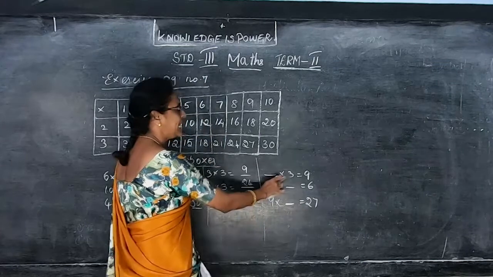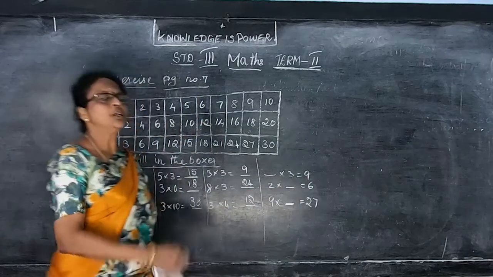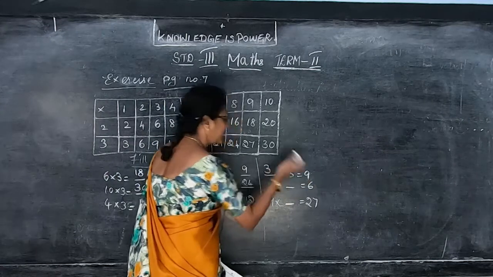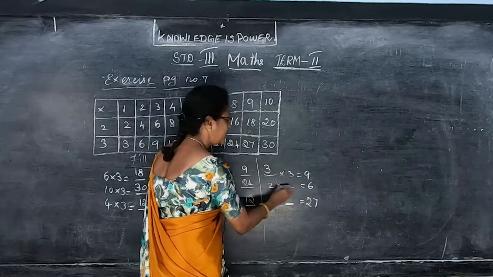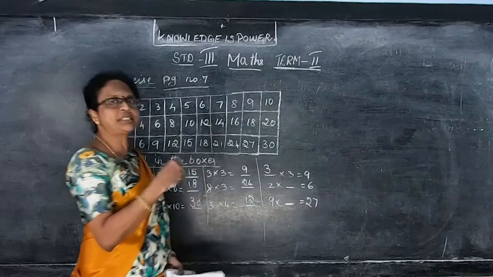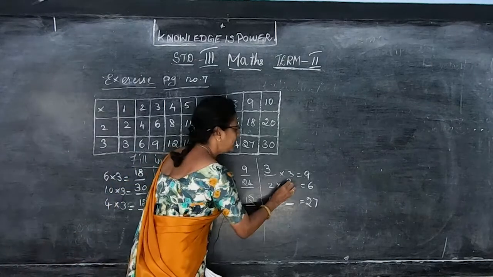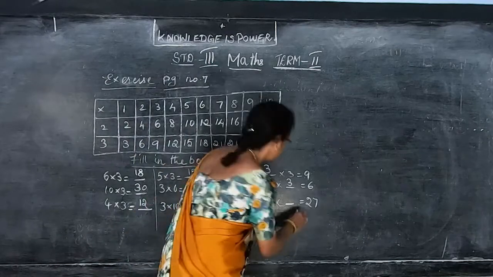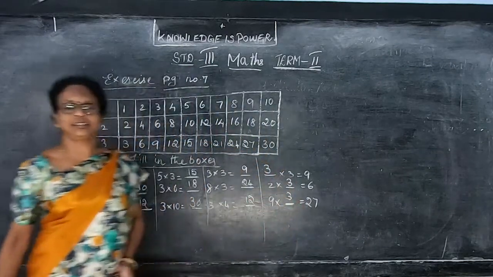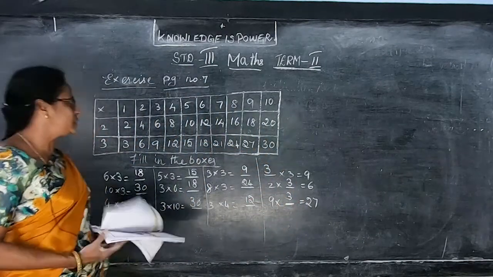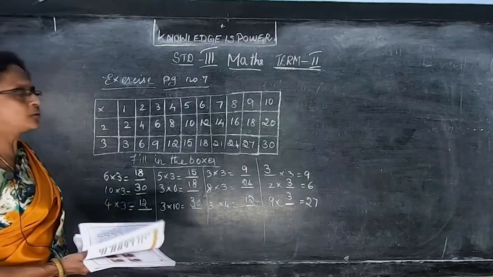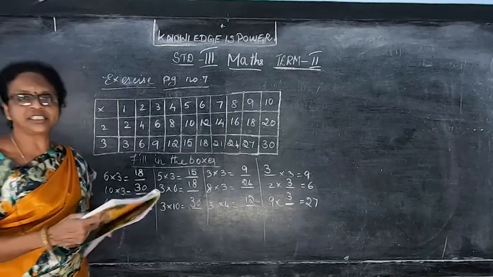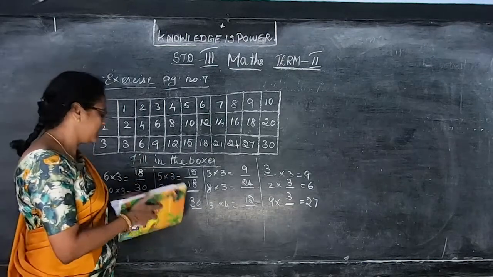Here they are given dash into 3 is equal to 9. So in 3 tables only we have to say. 3 threes are 9. 2 into dash is equal to 6. For the 2 tables, how many times 6? 2 threes are 6. Then 9 threes are 27. So this is about the 3 tables. In the 2 tables also they will give the tables like this, addition fact, multiplication fact.